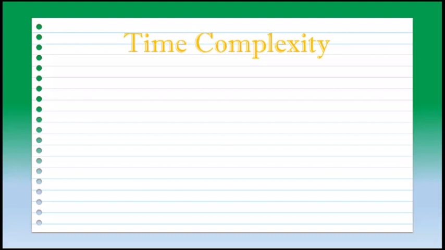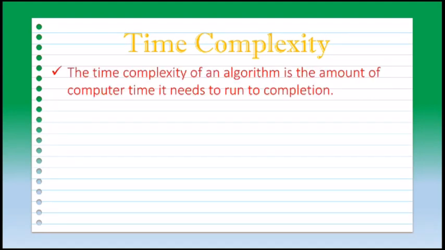Hello everyone. In this video, we will see what is time complexity and how to calculate time complexity. The time complexity of an algorithm is the amount of computer time it needs to run to completion. That is, we can calculate time complexity by checking how much time an algorithm requires to execute. So basically, by checking how many steps are there in the algorithm, we can decide the time complexity.